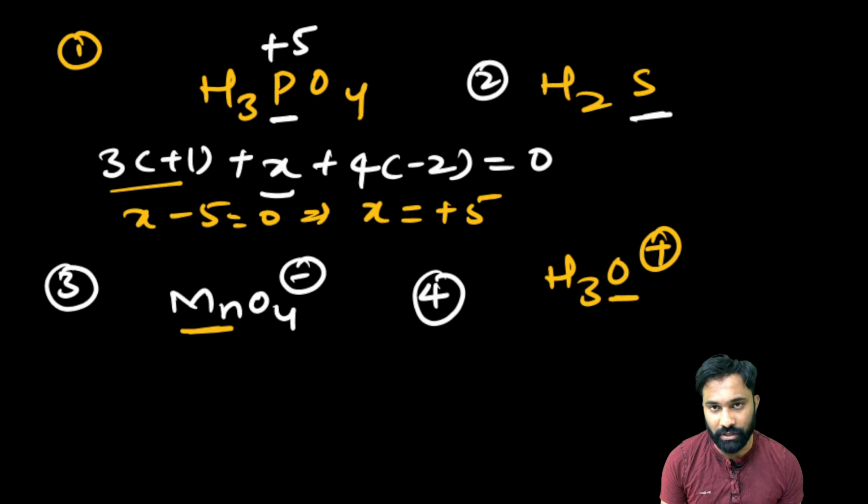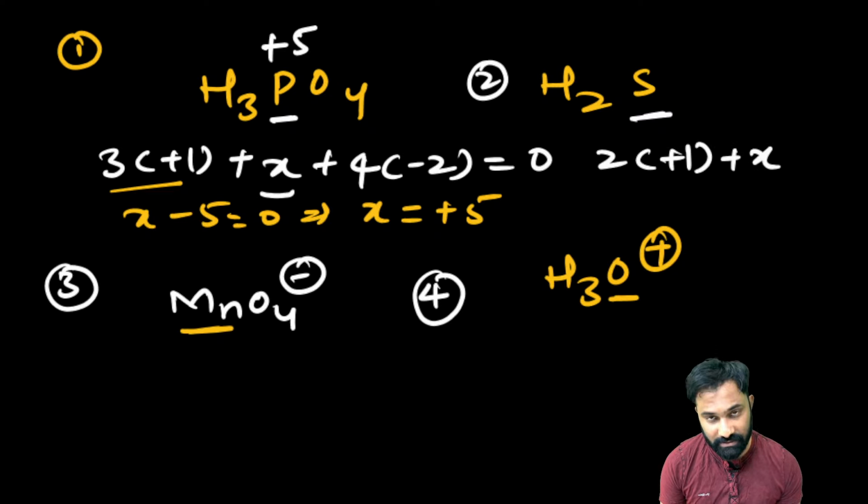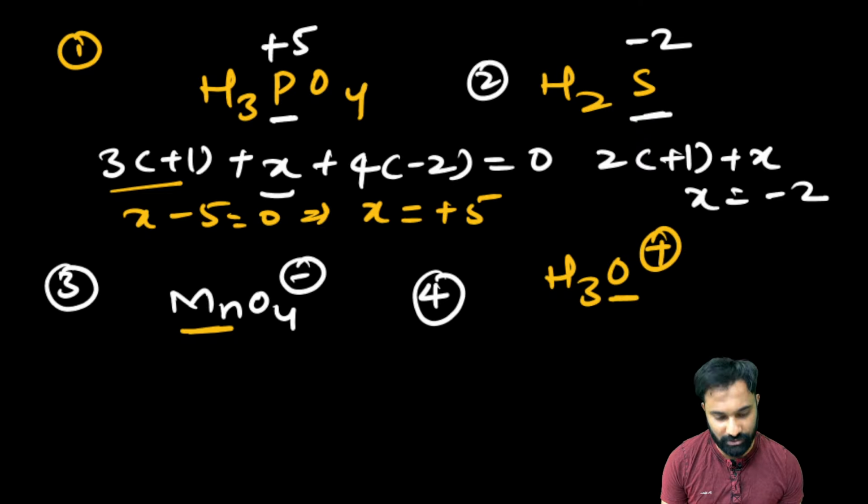Now in the H2S, here we need the sulfur oxidation number. Now 2 + 1 plus X. Now X is equal to +2, right? If you send it to the left hand side, it will become -2. Sulfur is -2. Now what is the oxidation number of the Mn here? What is the oxidation number of the oxygen in the 3 and 4?